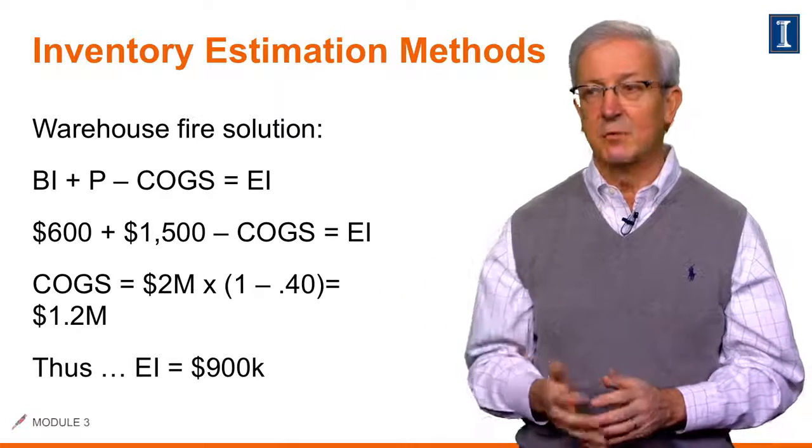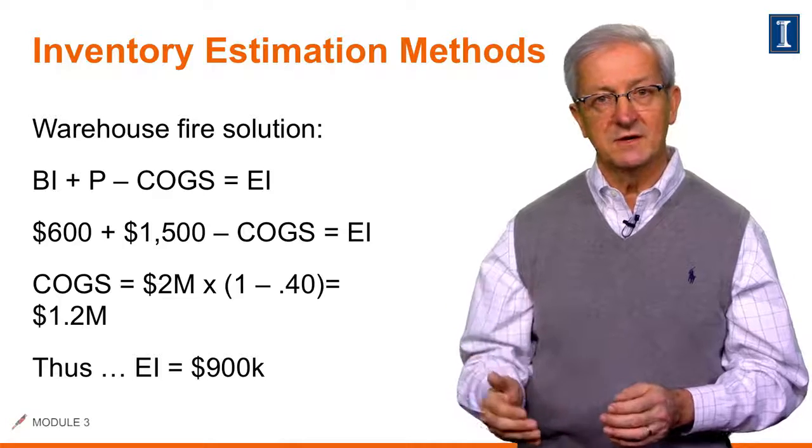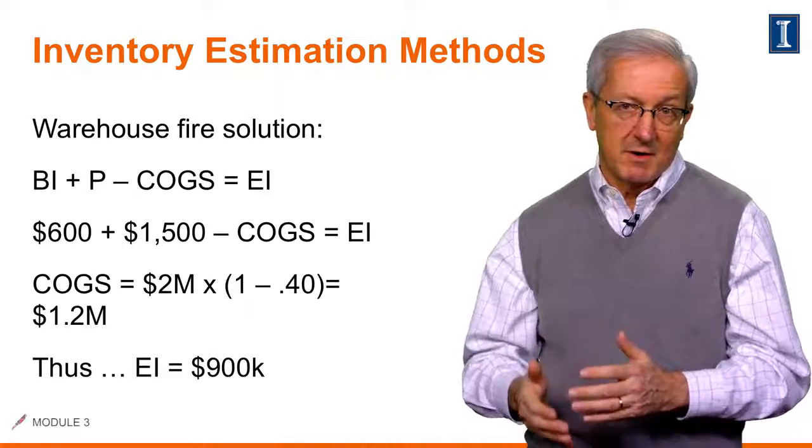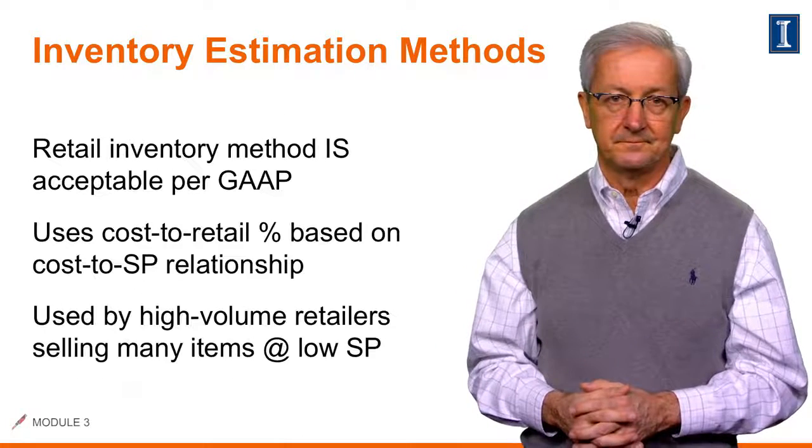Thus, subtracting the 1.2 from the 2.1 million, our ending inventory on our balance sheet, the loss we actually had, we might have to file an insurance claim for that, was $900,000.